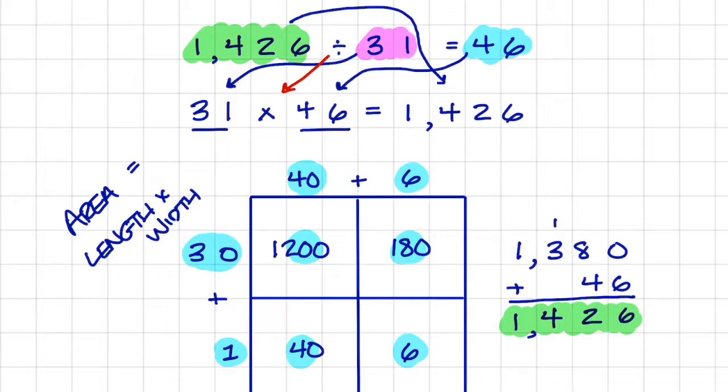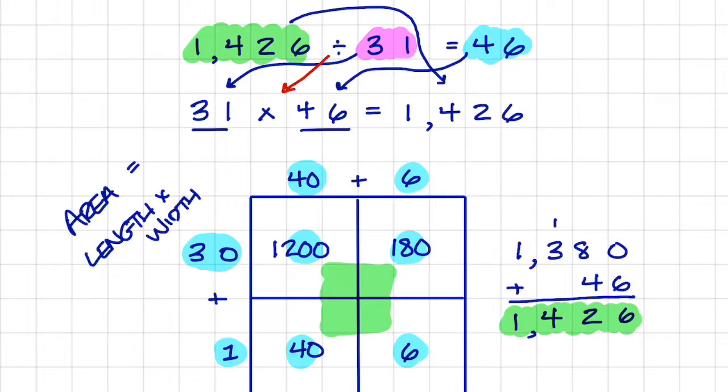And if you'll notice, the total of all 4 pieces in the box is equivalent to the original dividend. So it shows how we could take 1,426 and split it up into different parts using multiplication as a way to show that.